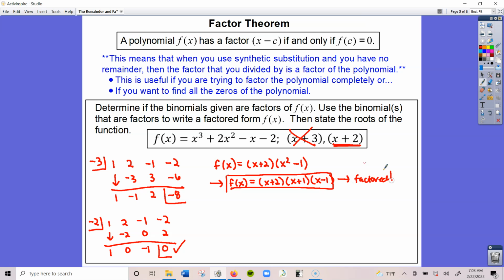You must include the original factor that you divided by, or else it is not your polynomial. Think about it. If your exponent is 3, that means you should have 3 factors. Now for the roots.